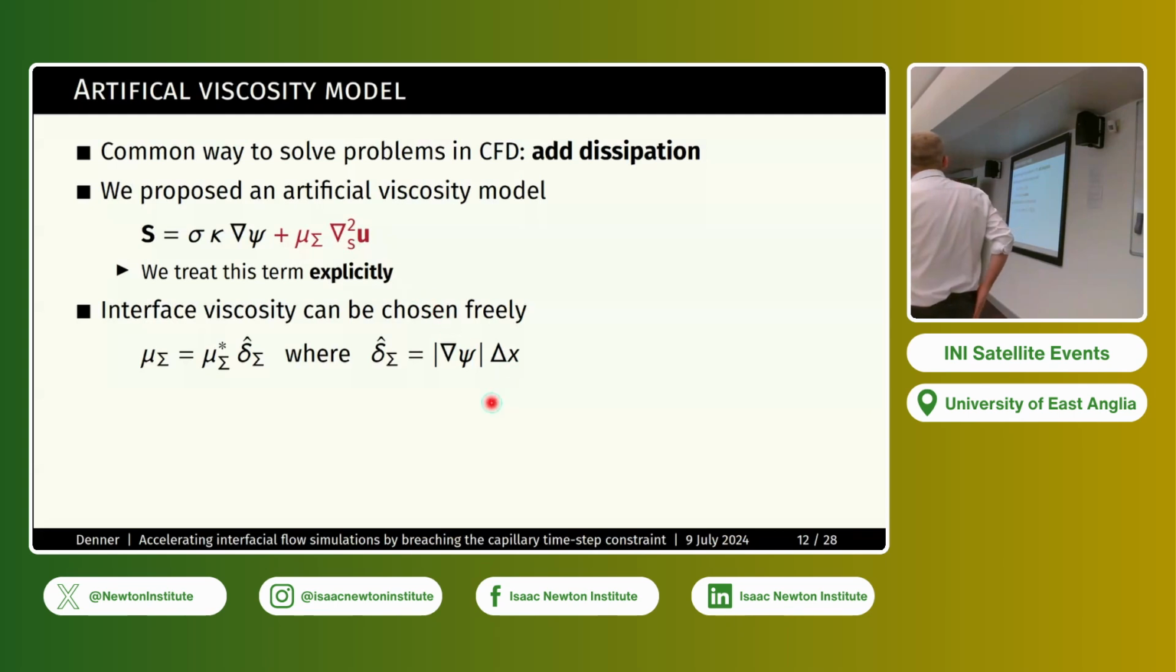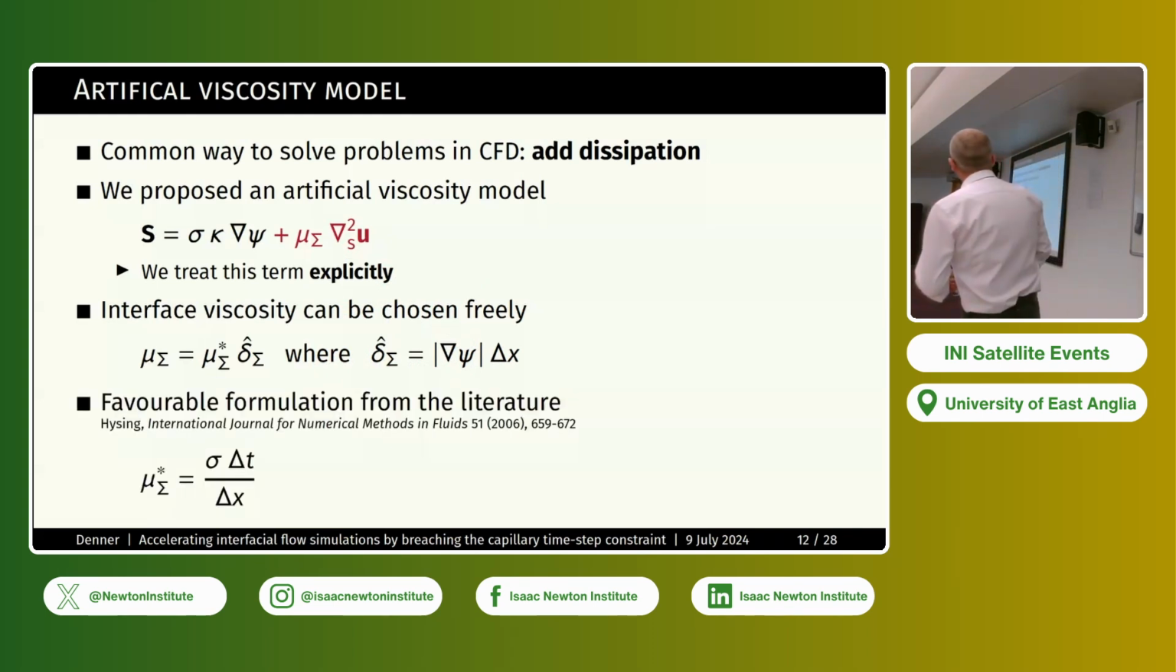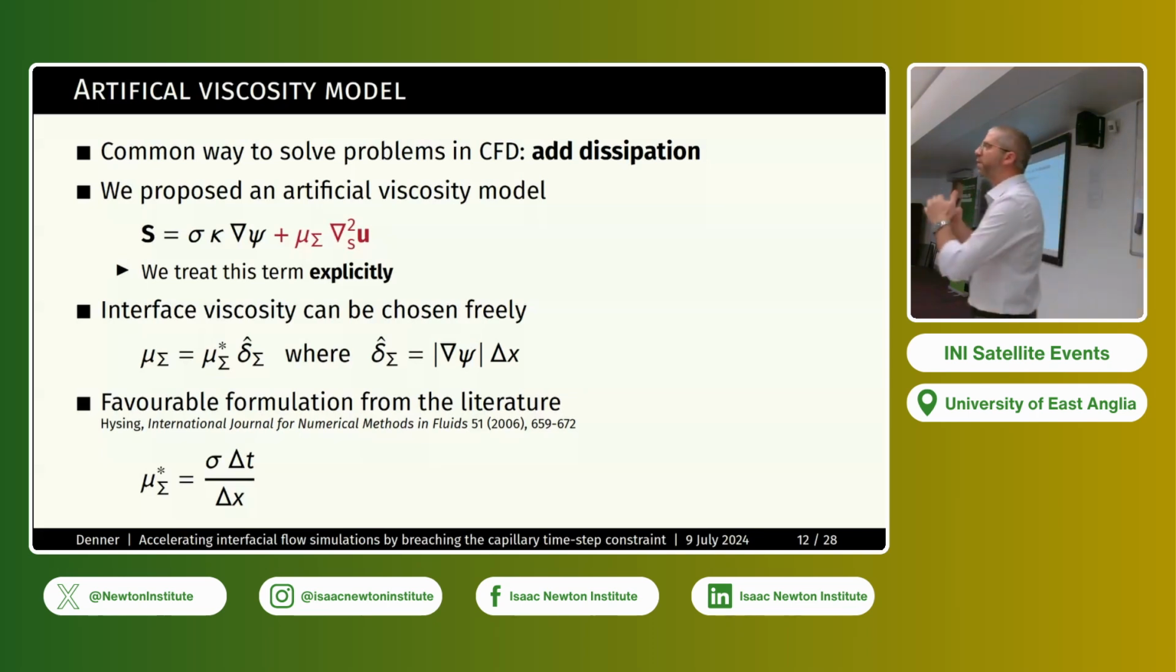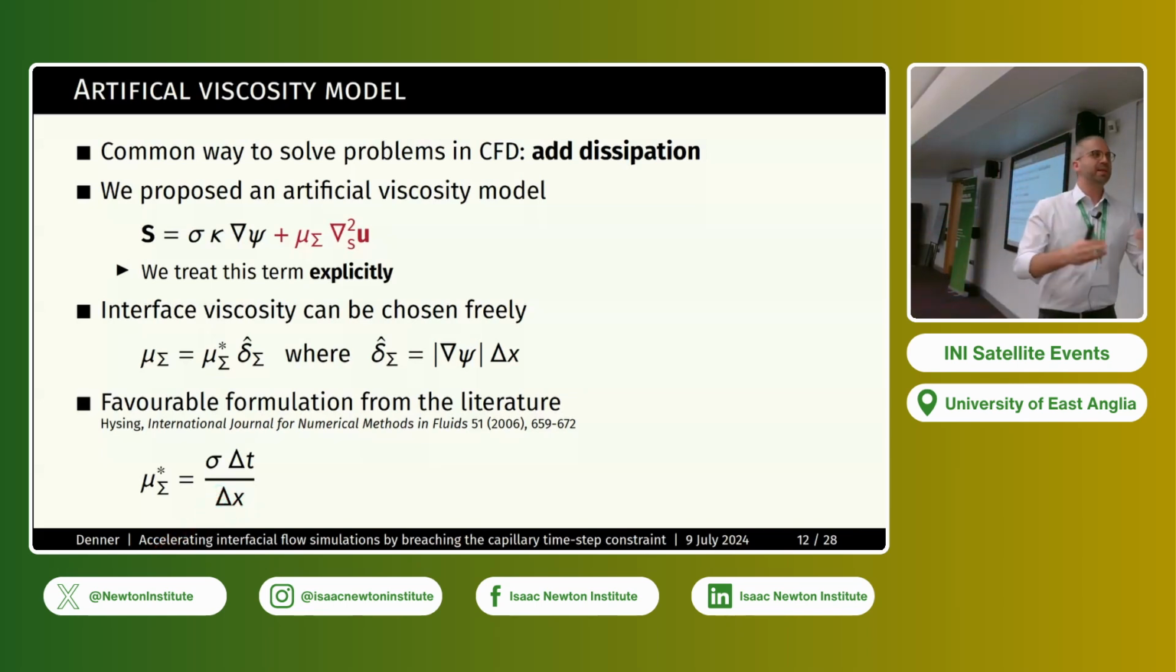We choose here a formulation that includes a Dirac delta function at the interface, and then we can get a formulation, for instance, as from the literature that was proposed by Heising, which has the dimensions of viscosity, and it includes surface tension and the time step in the numerator. So if the time step gets larger or the surface tension coefficient gets larger, our artificial interfacial viscosity will increase, and the same happens proportional to the inverse of the mesh spacing. So if we refine our mesh again, it will increase. So it has all the features that we need to counteract the capillary time step constraint.